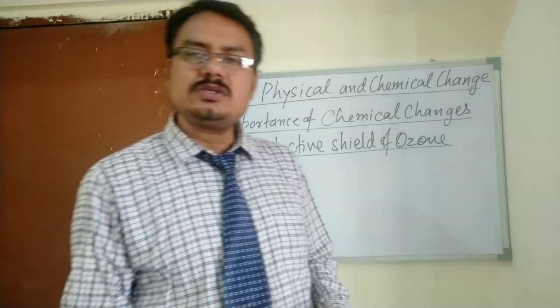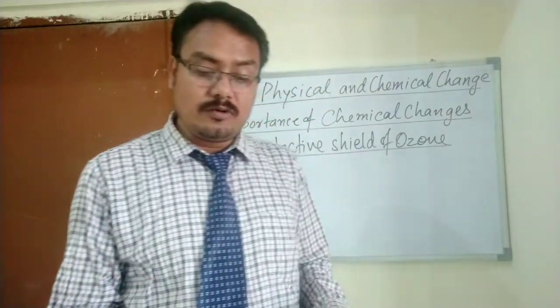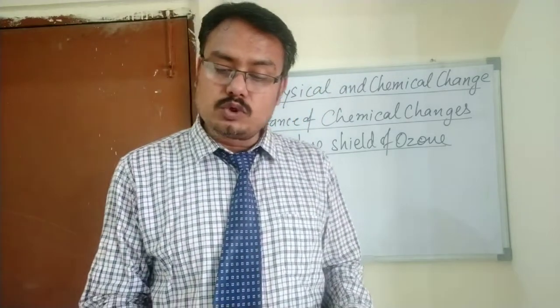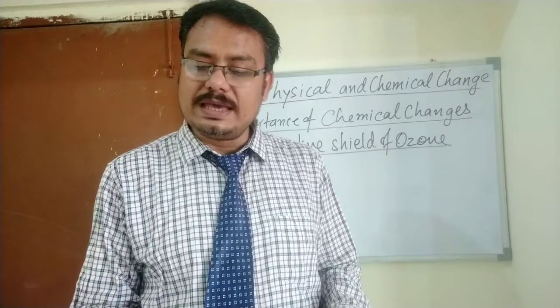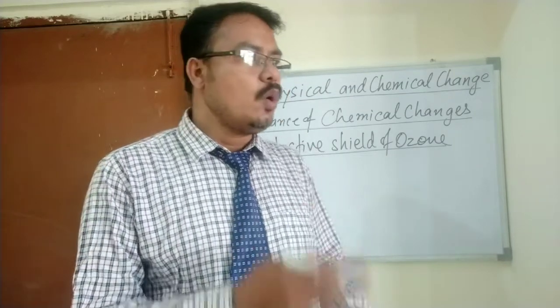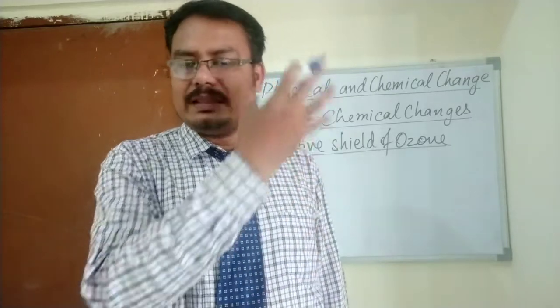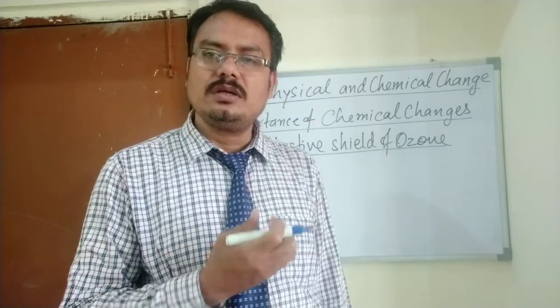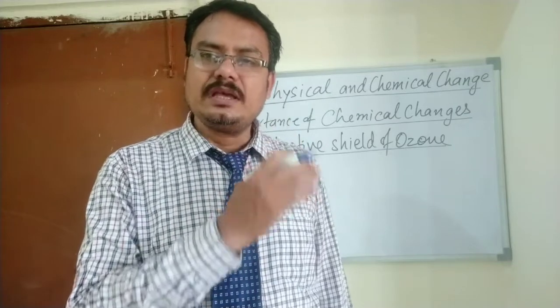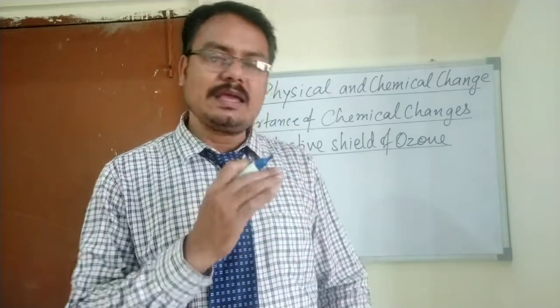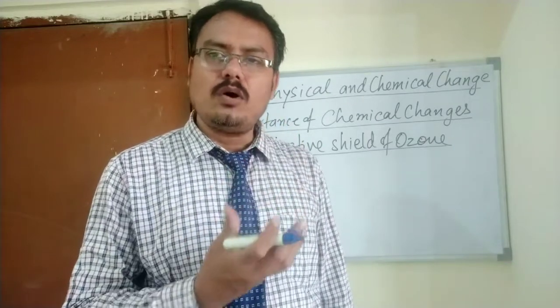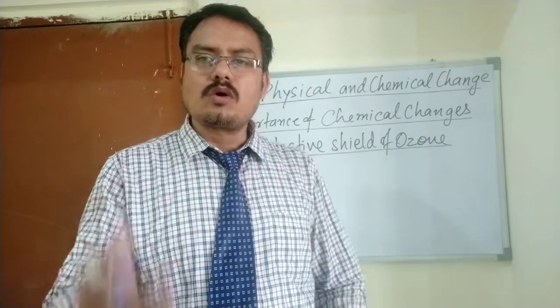So what you are seeing, student, is also a type of chemical reaction. The breaking down of ozone gas into oxygen gas is a chemical reaction, and this O3 that is present in the ozone, by absorbing the solar UV radiations, breaks down during that chemical reaction to form oxygen gas.